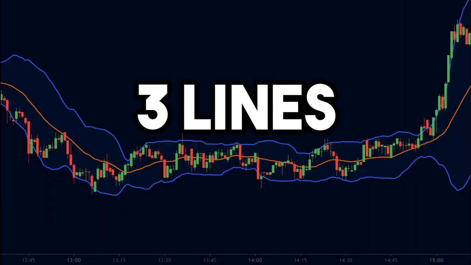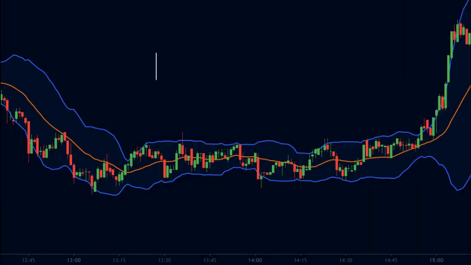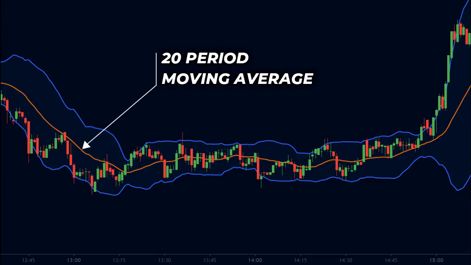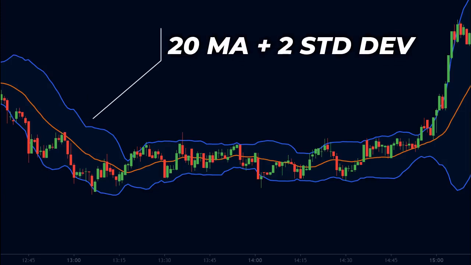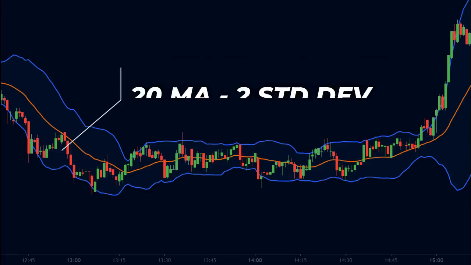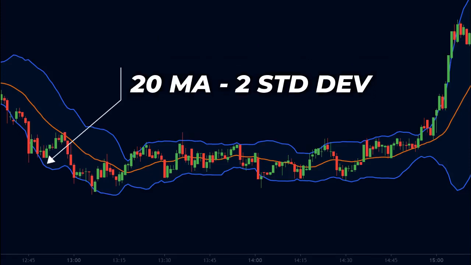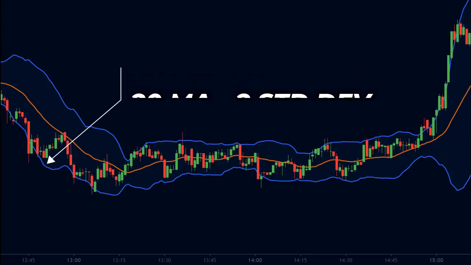As you can see, we have three lines here. The central line is the actual 20-period moving average. The upper line is called the upper band. And the lower line is called the lower band. The upper band is simply calculated by adding two standard deviations to the moving average. Similarly, the lower band is calculated by subtracting two standard deviations from the moving average.